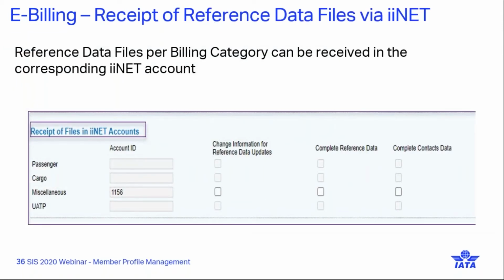Finally, it is important also to have, if you want to receive reference data files, which include the legal name and address of all SIS participants for all their location IDs. You can also choose to receive full data or only updates and complete informational contact as informed before. So these reference data files can be chosen to be received on your IINet accounts per billing category for a better control of these files: passenger, cargo, miscellaneous, and UATP.